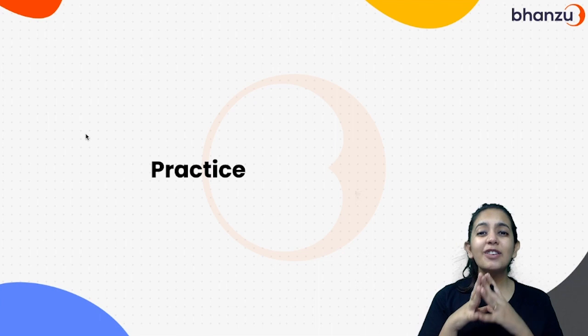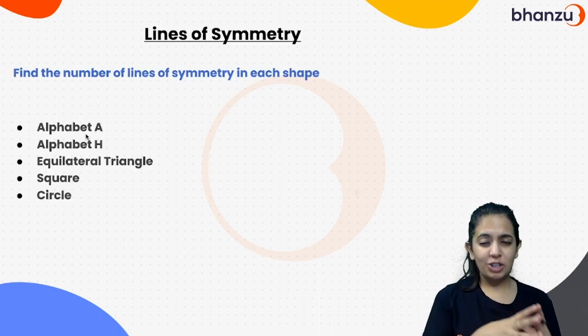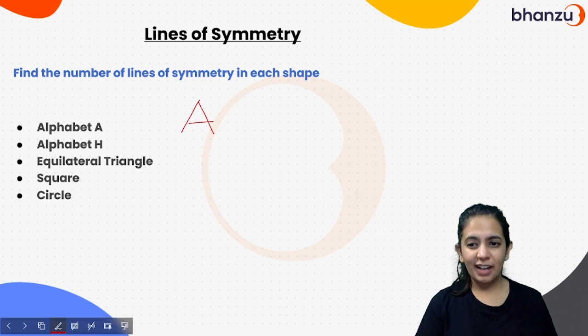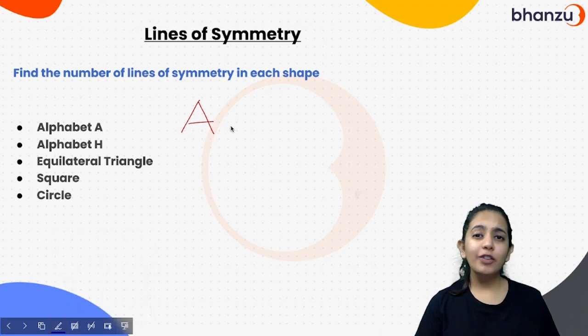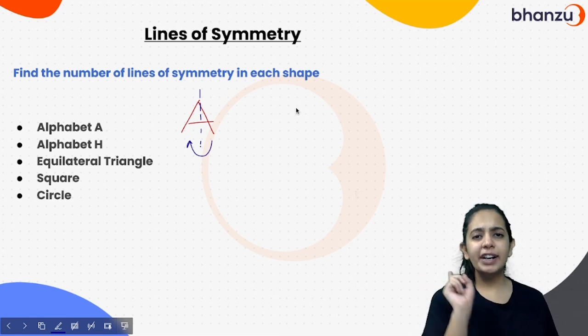Alright, now let's practice a few more questions. Tell me the number of lines of symmetry in each of the following shapes. How about the alphabet A? In what ways can you fold this? So if I'm going to fold it horizontally, then no, it won't overlap each other. If we are going to fold it vertically, then definitely these two portions are going to overlap onto each other. So therefore, there is one line of symmetry in case of alphabet A. That is, you can fold it in one way.